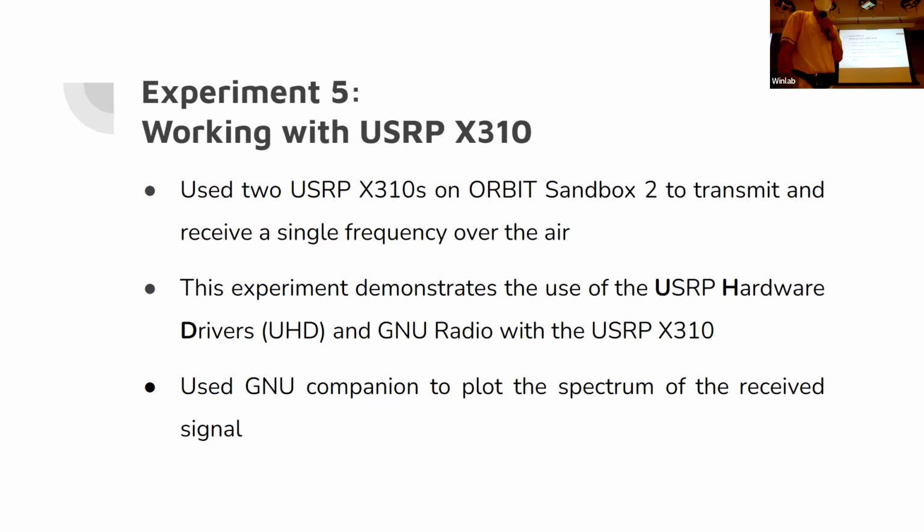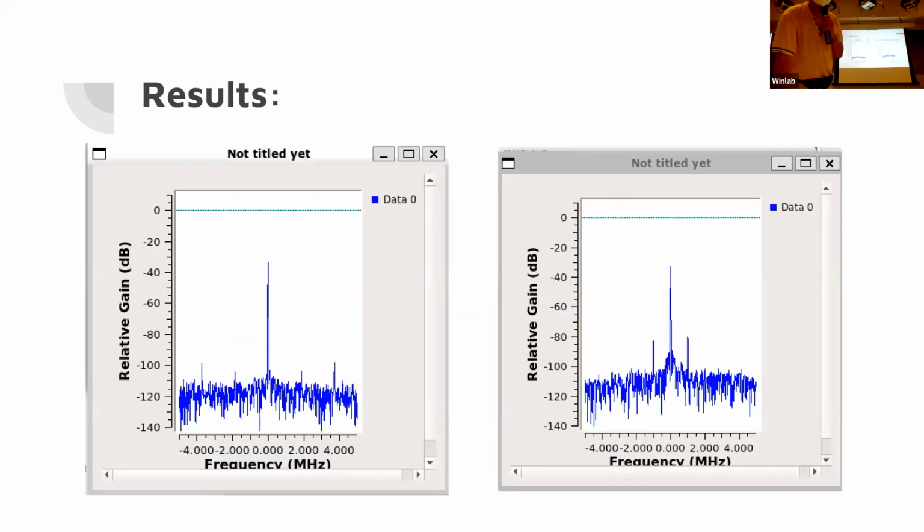And the fifth experiment is working with USRP X310. We use two X310s on Sandbox 2 to transmit and receive a single frequency over the air. It demonstrates the use of the UHD driver and GNU Radio with the X310. And we use GNU Radio Companion to plot the spectrum of the received signal. So here's the result.